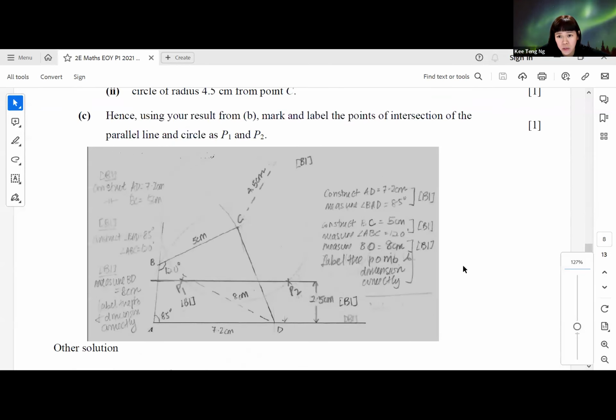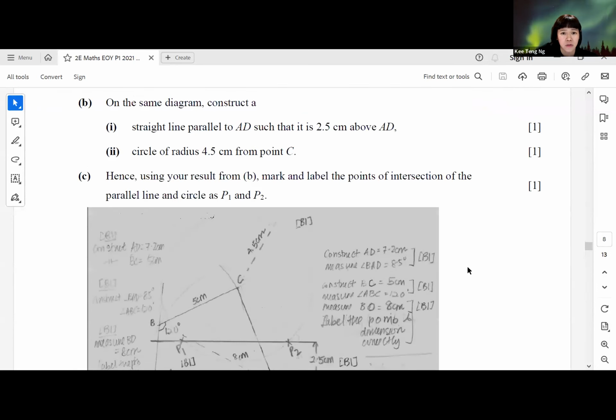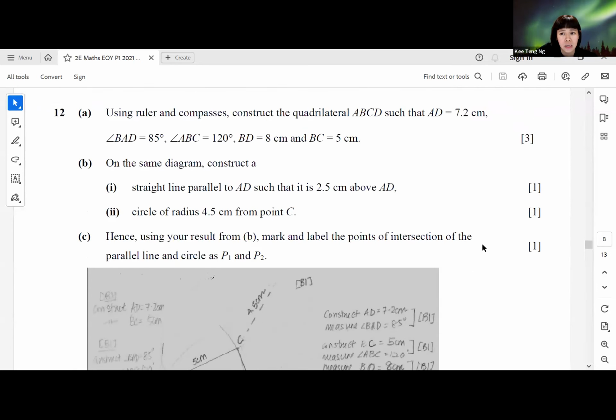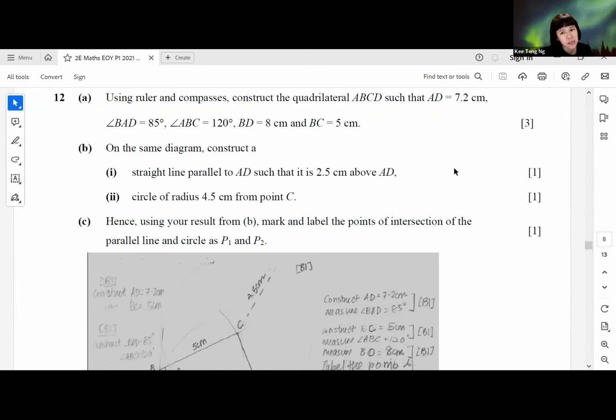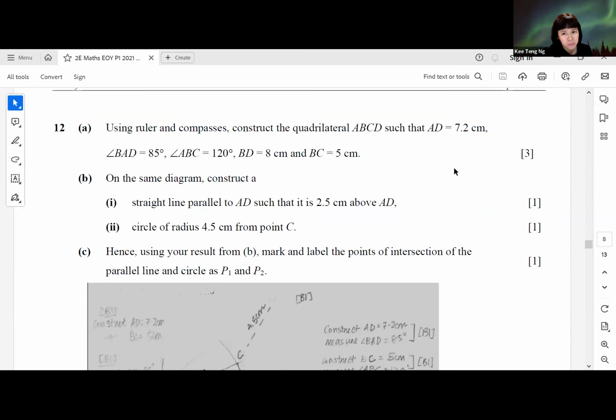Okay. So the question over here: construction using ruler and compass, construct the quadrilateral ABCD such that AD is 7.2 cm, angle BAD is this, and BD is strangely 8 cm. I don't know how the teacher managed to do it.